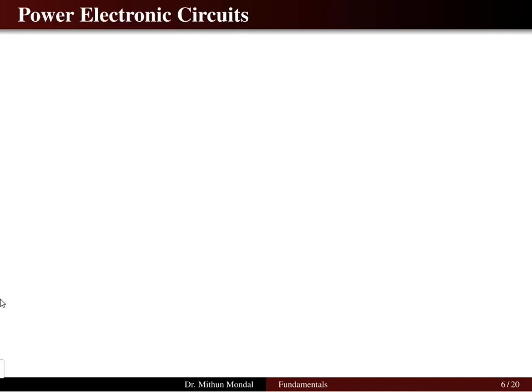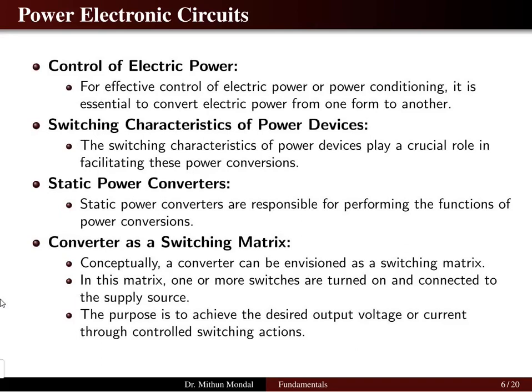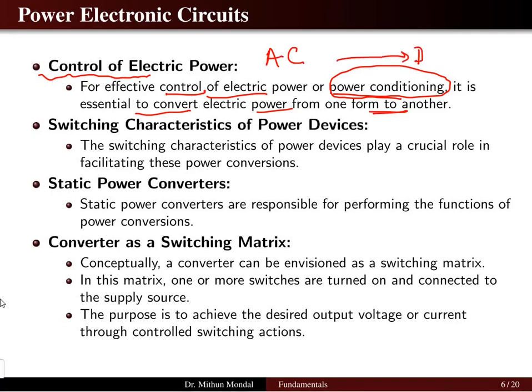Power electronic circuits require the control of electric power as the first stage. This effective control of electric power is known as power conditioning. So power conditioning means the control of electric power. It is essential to convert the electric power from one form to another, because we are basically converting the signal from one form to another. And in this conversion, you will need some power conditioning circuits.